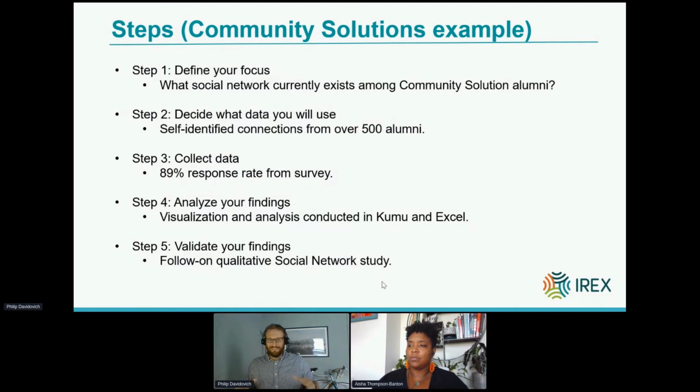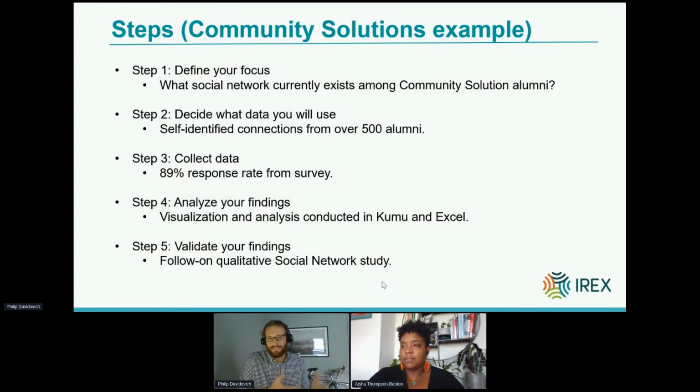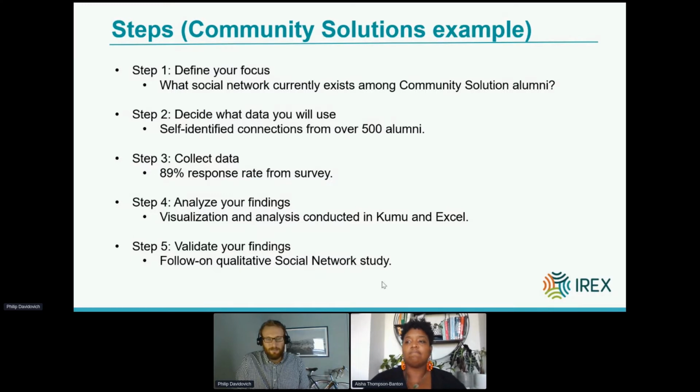So we're going to take a step back at a high level and discuss, from a practical application standpoint, how someone would go about conducting this kind of quantitative social network analysis. For example, we're going to be using a research initiative we did with the Community Solutions Program, an activist exchange program that brings leaders from around the world to the United States for a 4-month fellowship. It's been going on for 10 years, and they have a network of over 500. I think at this time there's 600, but when the study was going on, about 500. We wanted to learn what social network currently existed among Community Solutions alumni at the 7-year marker of the program.